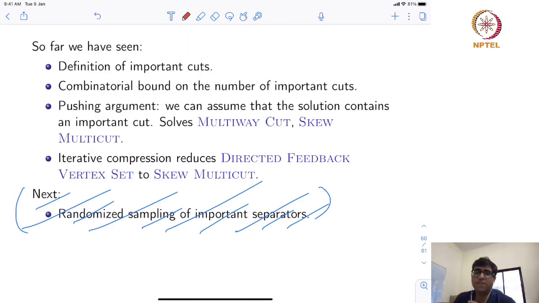Okay, so what we have seen in this week is the definition of important cuts, combinatorial bounds on the number of important cuts, pushing arguments so that we can assume the solution contains an important cut for multiway cut and skew multicut, and then we use iterative compression to reduce directed feedback vertex set or edge set to skew multicut. And there is another technique called randomized sampling of important separators, which is there in the book, but we will not be covering it in this course.